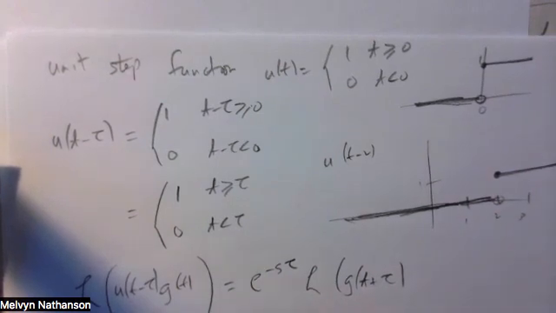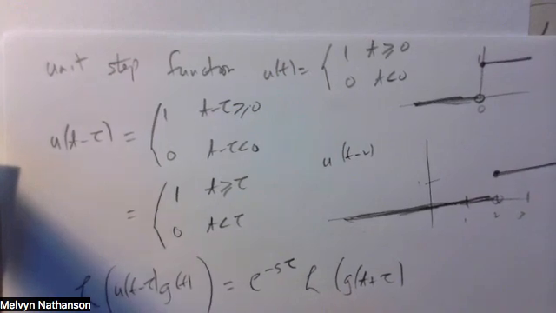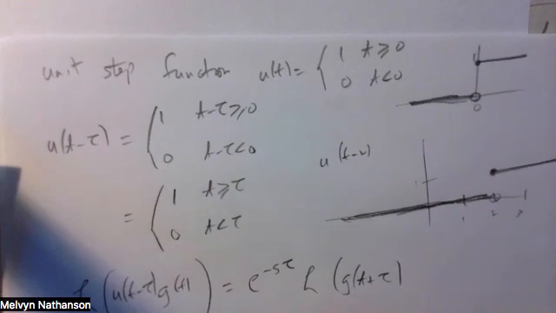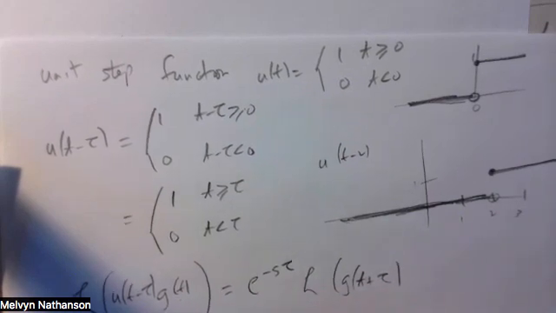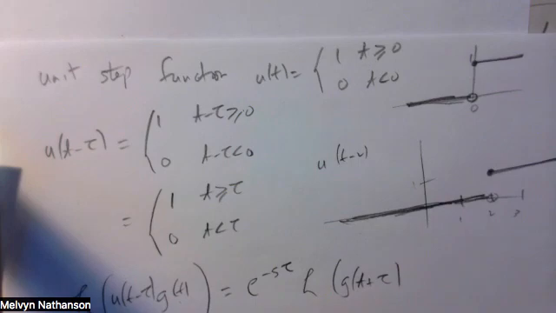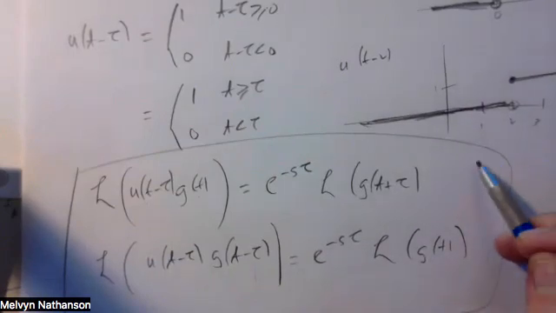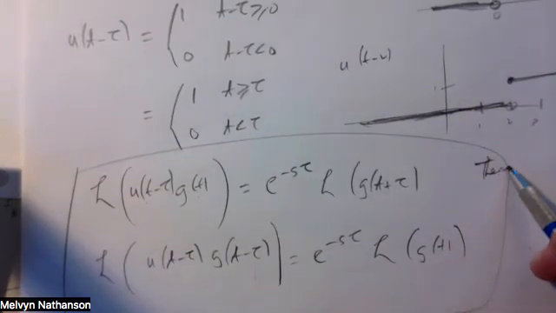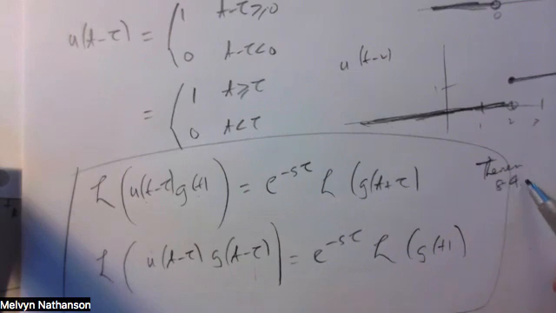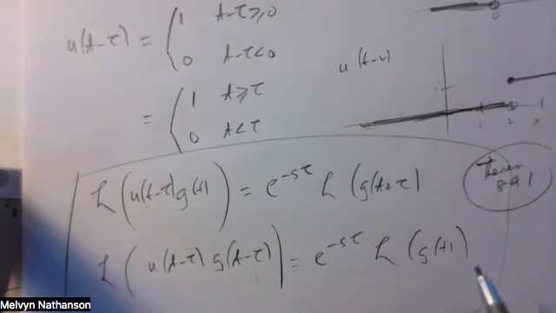Or equivalently, if you take the Laplace transform of u of t minus tau, g of t minus tau, this is just replacing t with t minus tau here, that's e to the minus s tau, Laplace transform of g of t. So this was a calculation. This was theorem 8.4.1 that we did last week.